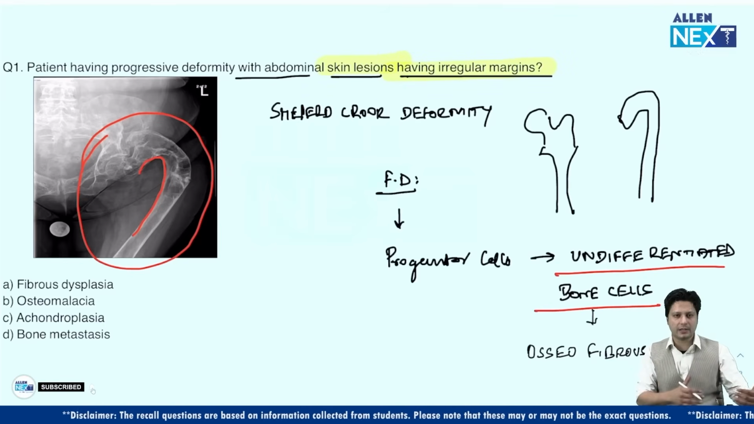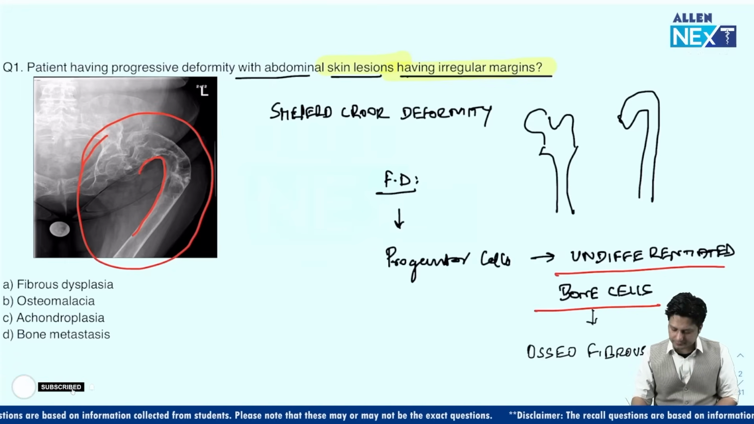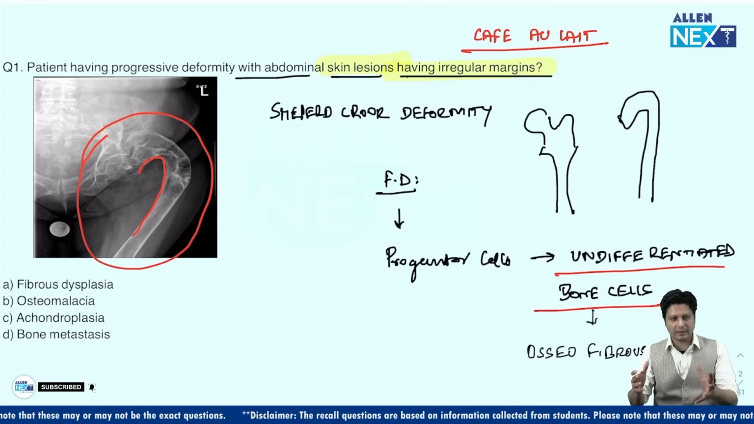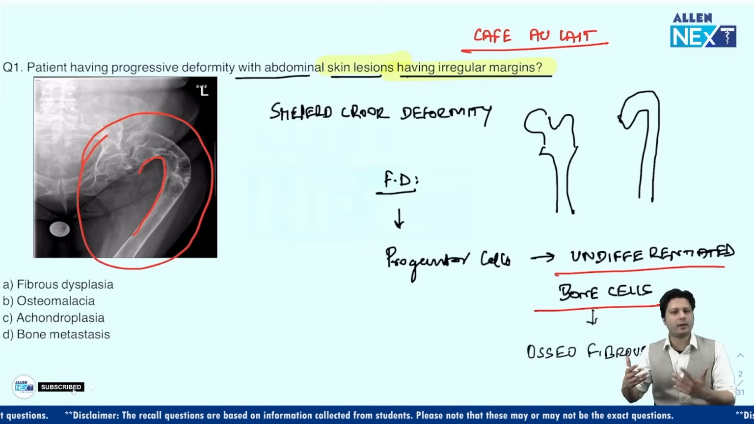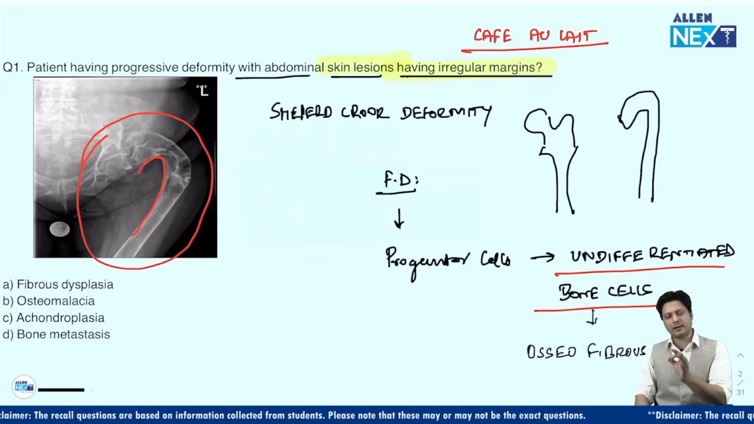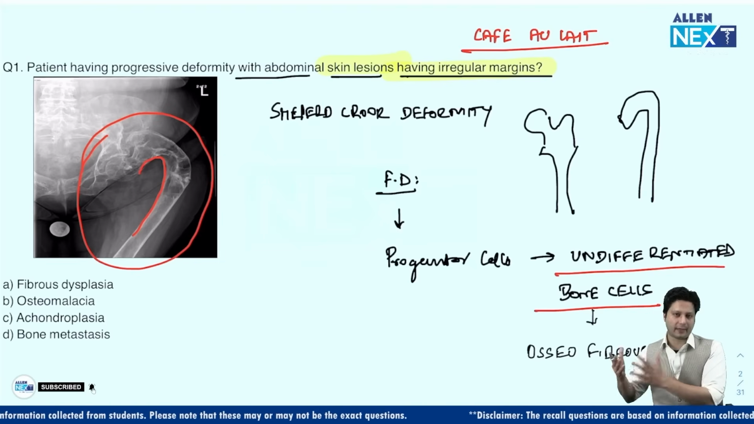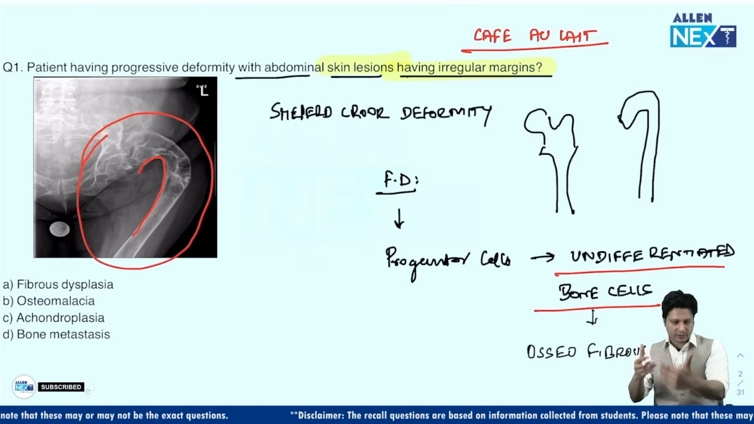Now, what are these skin lesions which are likely to have irregular margins? These are café-au-lait spots. All of you know that café-au-lait spots are basically coffee colored spots which could be distributed over the trunk, abdomen or axilla. These coffee colored spots are basically a feature of McCune-Albright syndrome. And in McCune-Albright syndrome, one of the components is fibrous dysplasia.